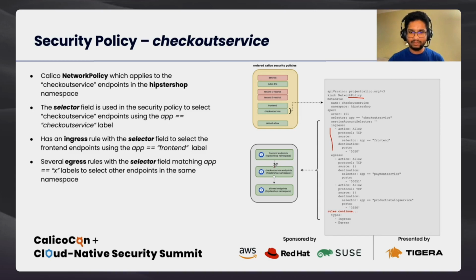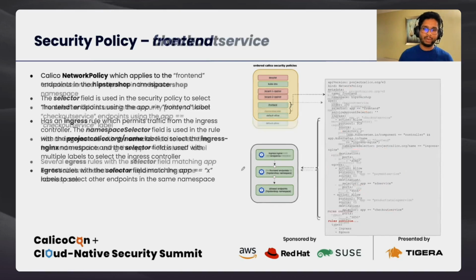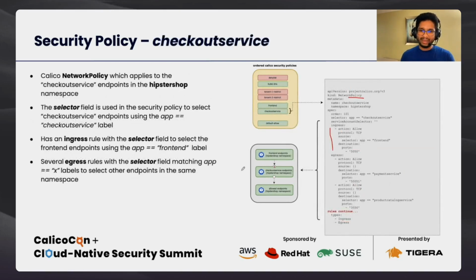However, if you recall the previous policy, the egress pinhole for the front-end endpoints was created in the front-end policy. So now with this policy, we have the end-to-end flow from the front end to checkout permitted. And the checkout service endpoint has an egress rule, a pinhole in the egress direction, allowing it to communicate with the other endpoints in the same namespace that it should be able to communicate with.